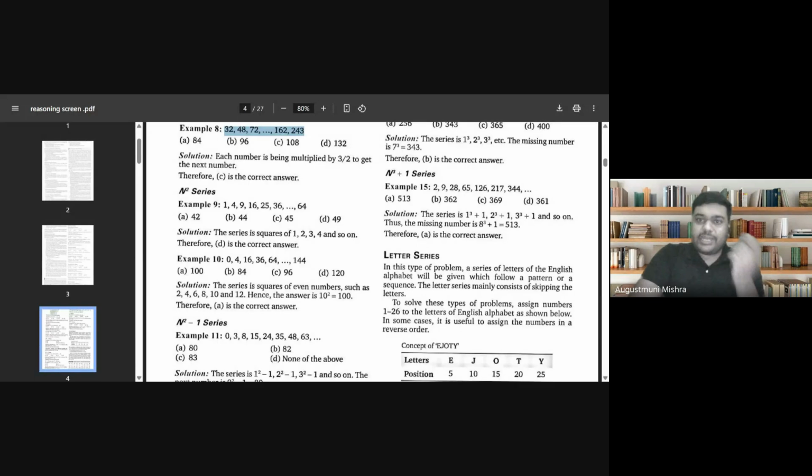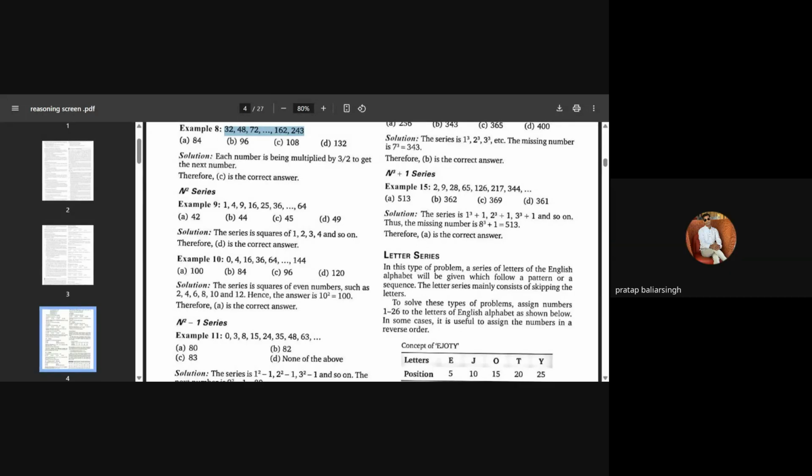What I'm trying to say, sir, is suppose, for example, they have given 32. Now 32 into 3 by 2 is becoming 48. Like that, from 48 to 72, sir. If you take 48 into 3 by 2, it is 72 only. Then if you go next, 72 into 3 by 2 is 108. That is how its answer is becoming correct, sir.